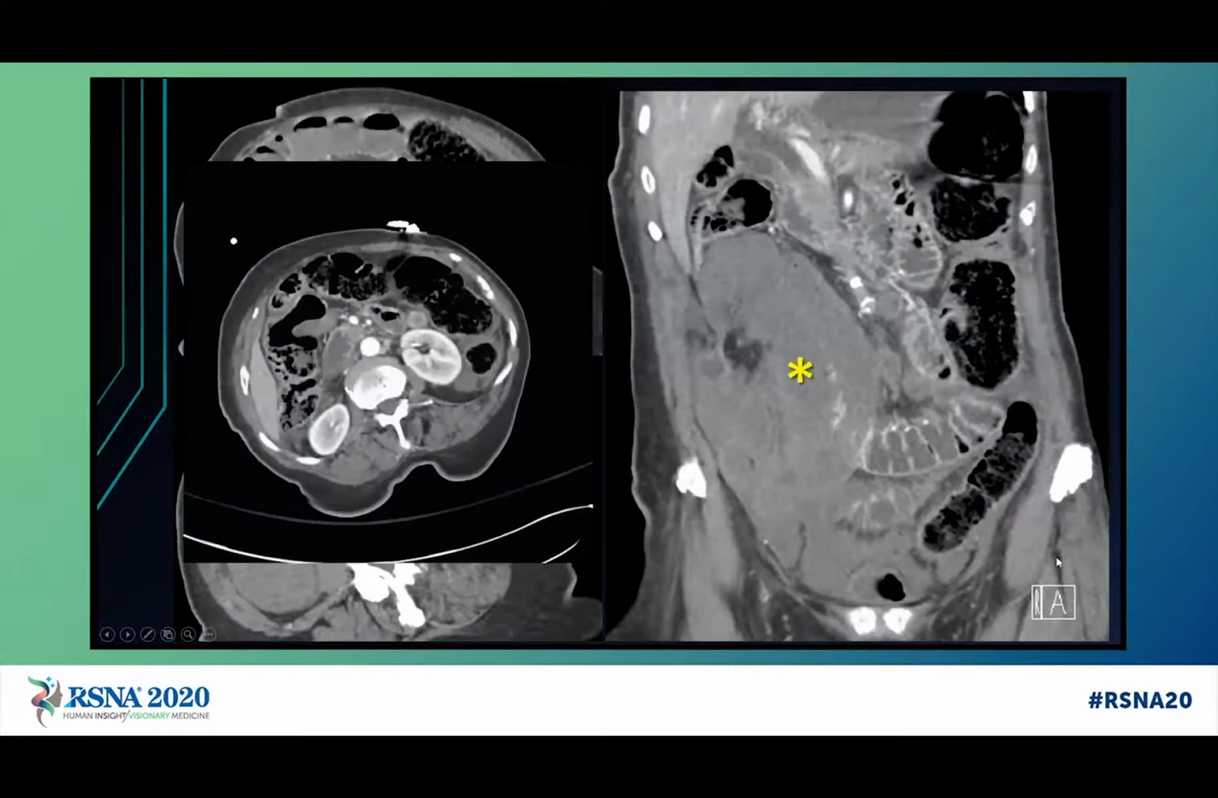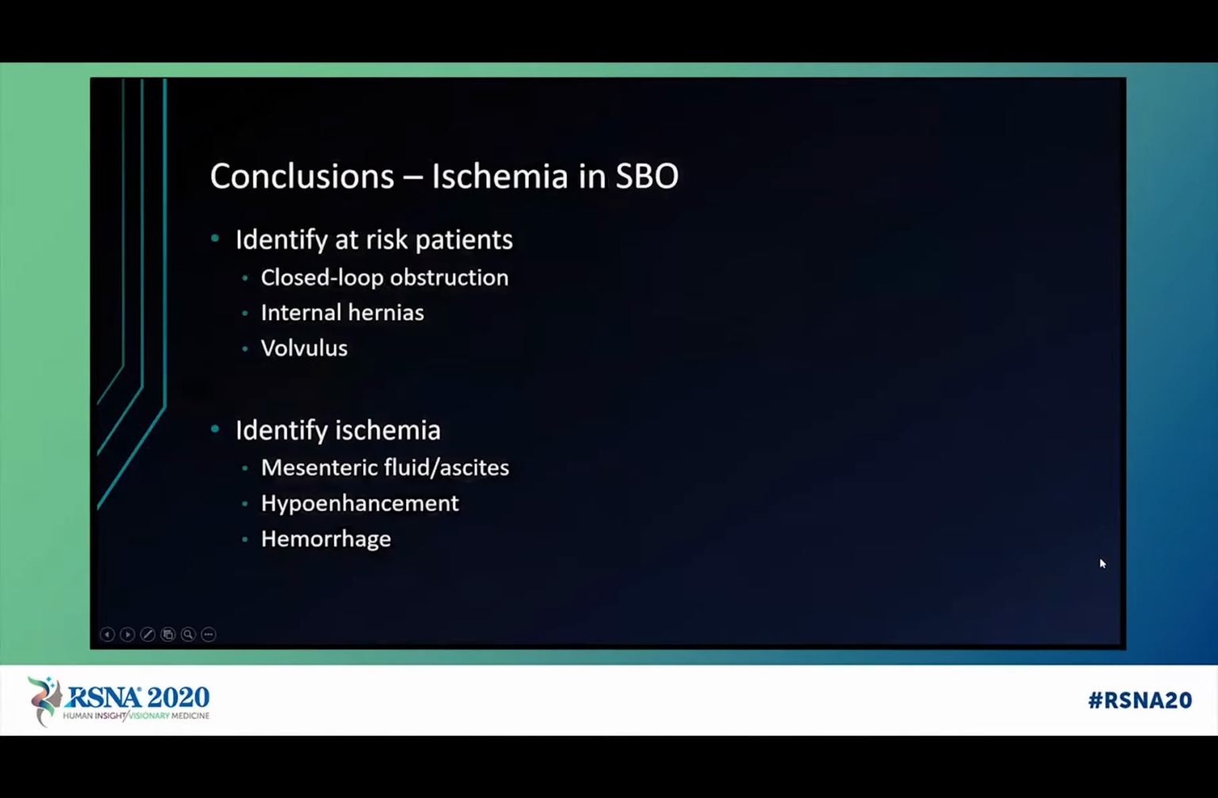of this severe ischemia. So to conclude, our job as radiologists is to identify ischemia in small bowel obstruction. We do so by identifying at-risk patients, those with closed loop obstruction or closed loop anatomy, those with internal hernias or those with obvious volvulus, and then to identify ischemia itself, remembering that mesenteric fluid and ascites are the most sensitive findings, and that bowel wall hypoenhancement and hemorrhage are more specific findings.